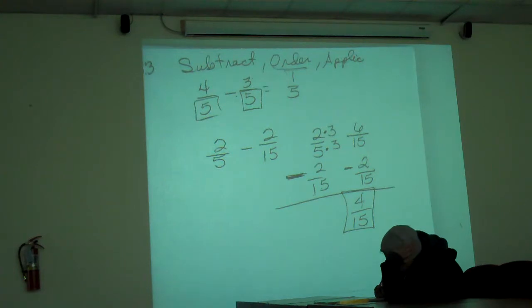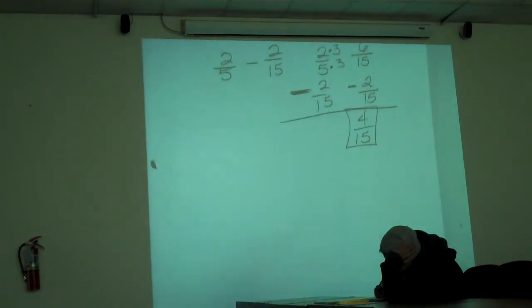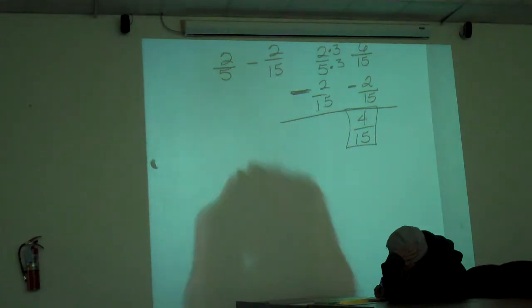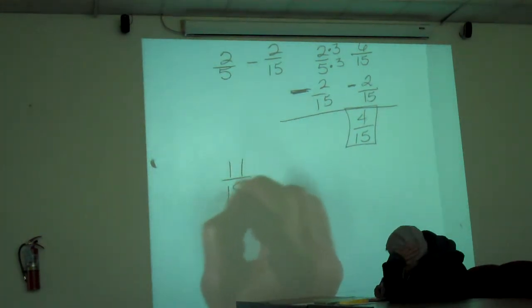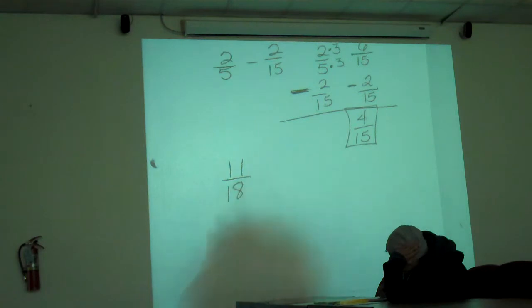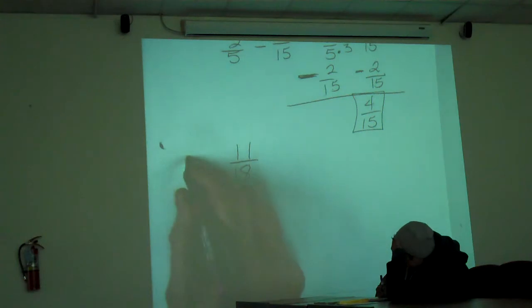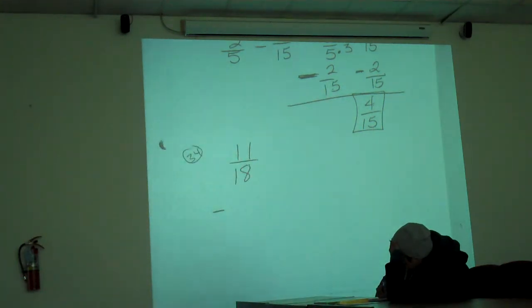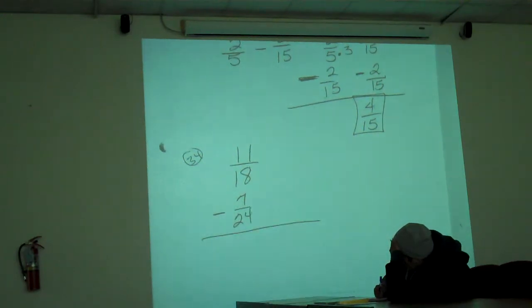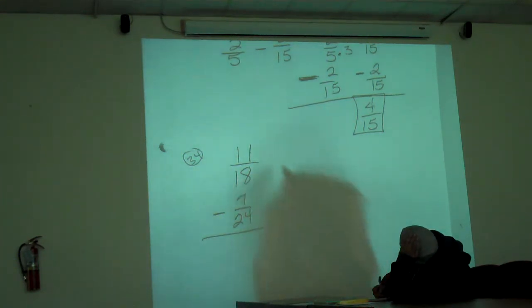Okay, we'll do another one like this, and then we'll go to the next subject. Okay, we'll do a bigger one. How about 11/18? This doesn't have a common denominator, so I'm going to write it down here. Minus, this is number 34. 11/18 minus 7/24. Okay, that one's a little harder to see what the denominator is going to be. That's why we learned least common multiple. This is where it's used.